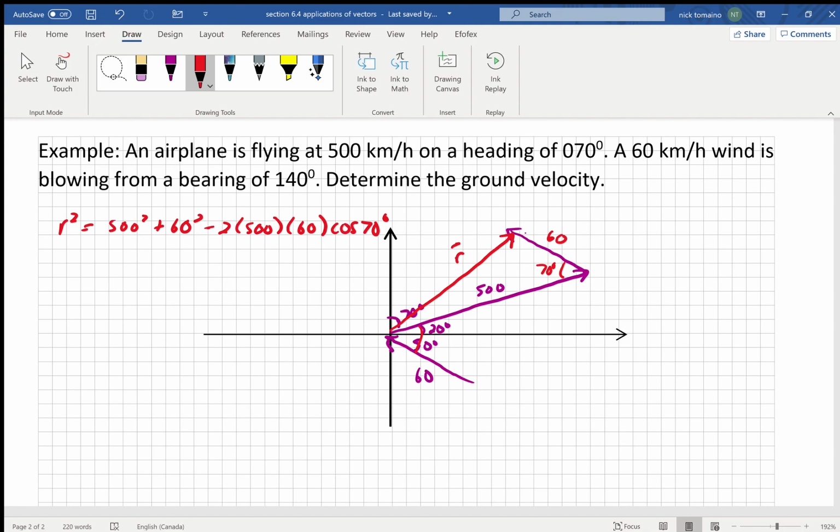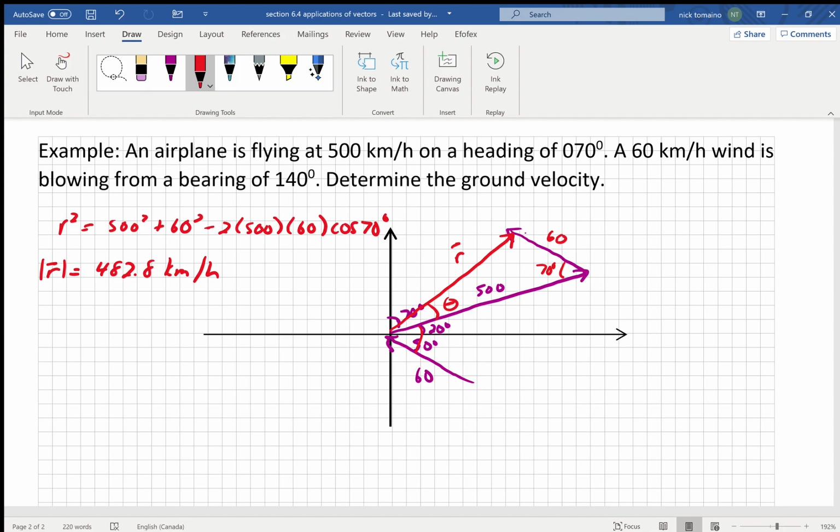All right, and we are going to get 482.8 kilometers per hour. So that's going to be the speed as seen from the ground. Okay, so this is our resultant, that's the magnitude. And now we have to get the direction. So we're going to look for this angle here, angle theta first, okay, using the sine law.